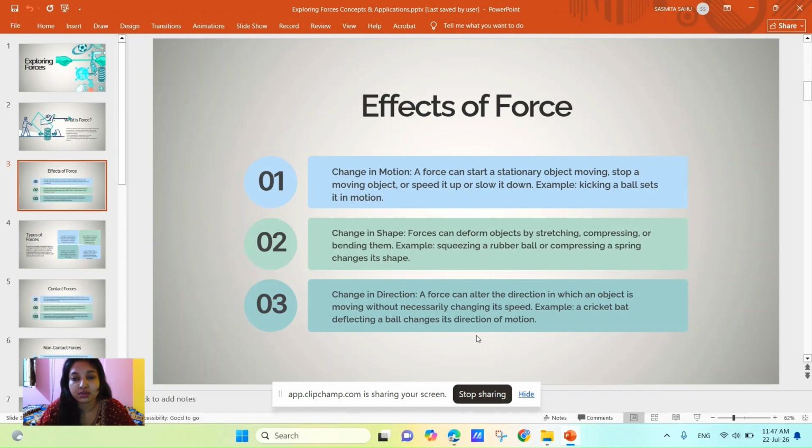Change in shape. Forces can deform objects by stretching, compressing or bending them. Example, squeezing a rubber ball or compressing a spring changes its shape. When we compress a spring, it becomes smaller in size. When we release it, it changes to normal size. Change in direction. A force can alter the direction in which an object is moving without necessarily changing its speed. Example, a cricket bat deflecting a ball changes its direction of motion.